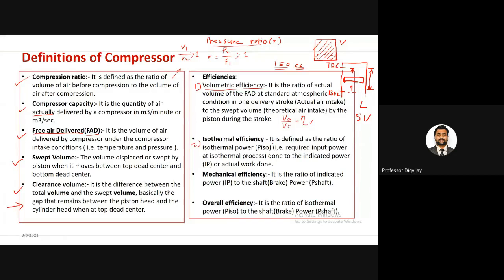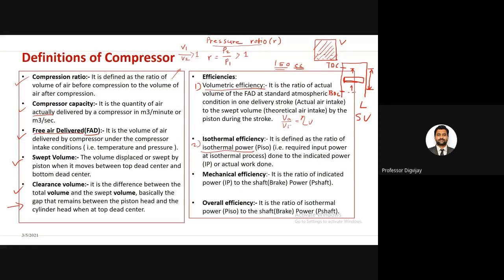So I'll read it here. It is defined as the ratio of isothermal power. Isothermal means the temperature remains constant. There are some processes you might have studied in chapter number 1, the types of processes. One process is the isothermal process. Isothermal process means the temperature remains constant. There will be a change in pressure, there may be a change in volume, there may be a change in other quantities, but if the temperature remains constant, that will be isothermal.